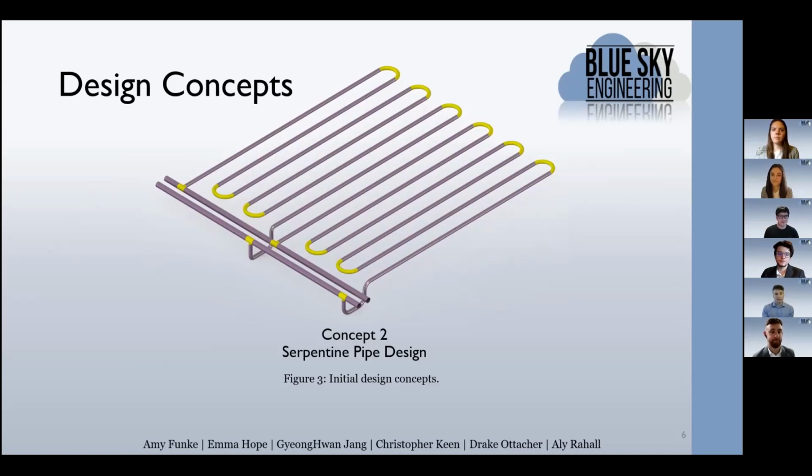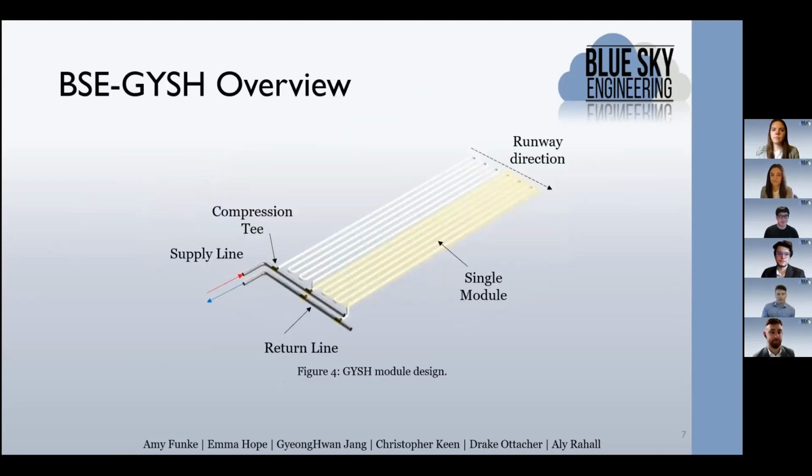So what does this design look like in practice then? We have single modules that are stacked next to each other and span half the width of the runway and then go about 0.9 meters the other direction. These modules are stacked all along the length of the runway and carry the working fluid through the structure, then heat the surface.